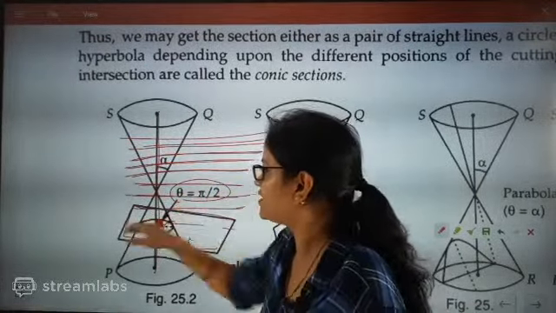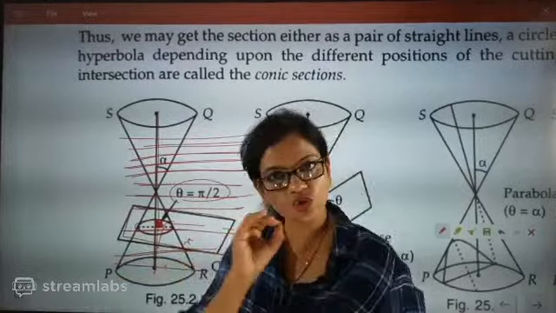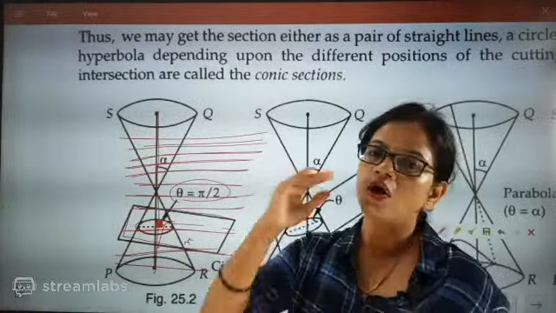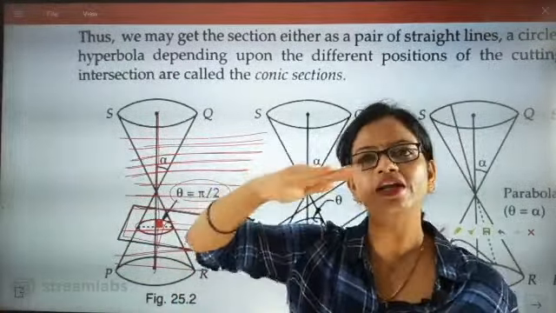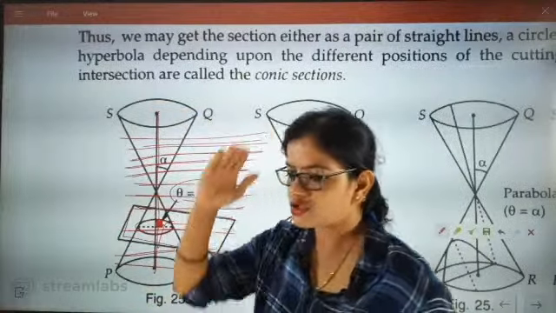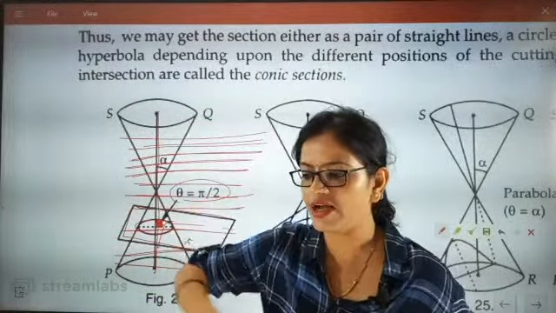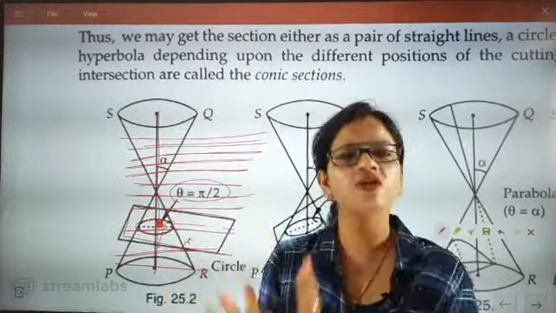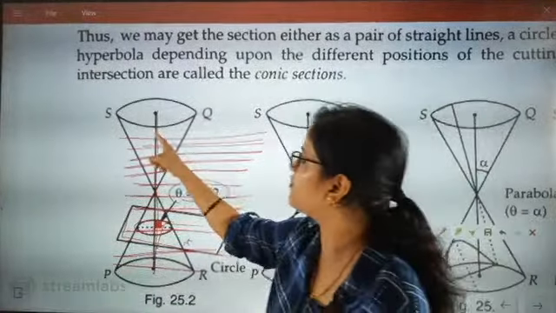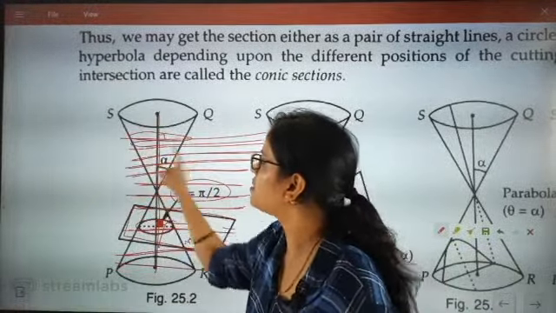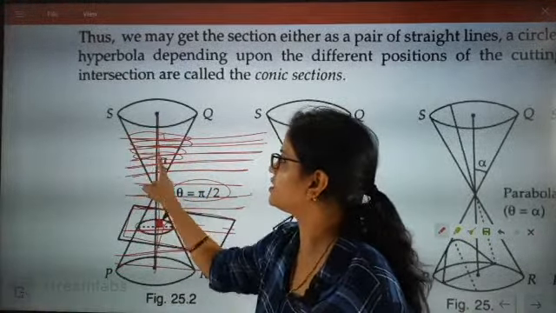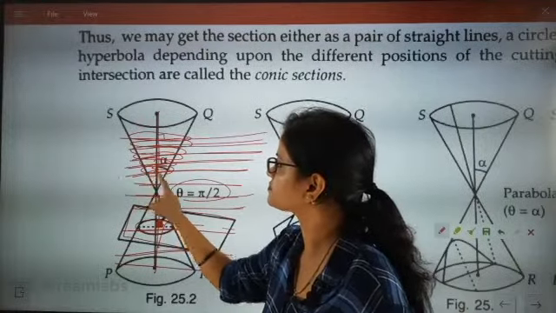But only one condition has to be there: all the planes should go perpendicular to this axis line, beta. Then our work will be over and we will always get circles. You can get many circles from this.